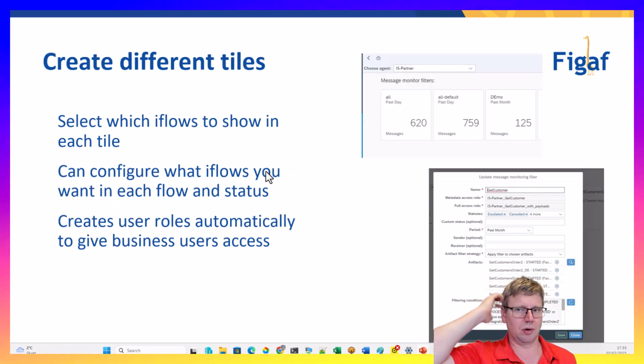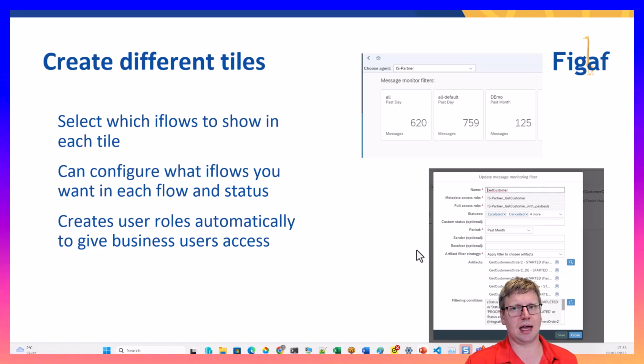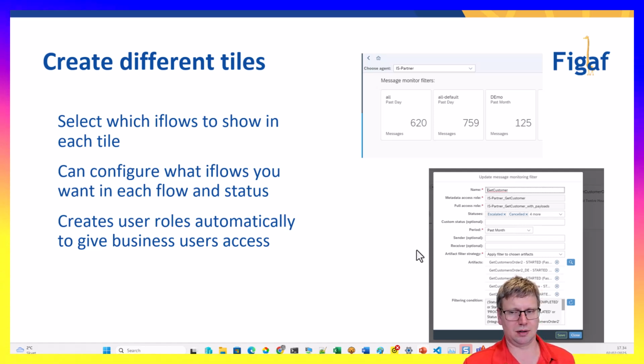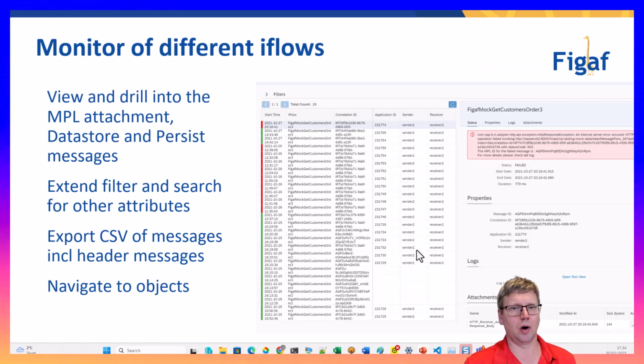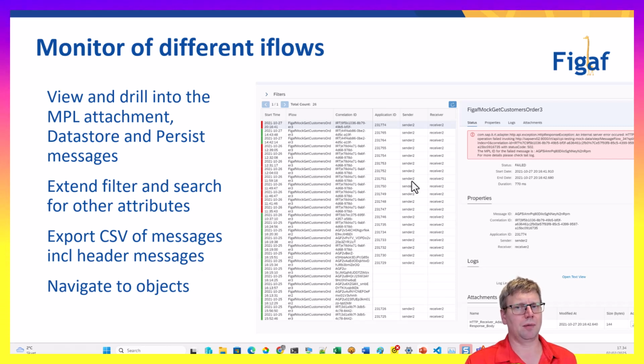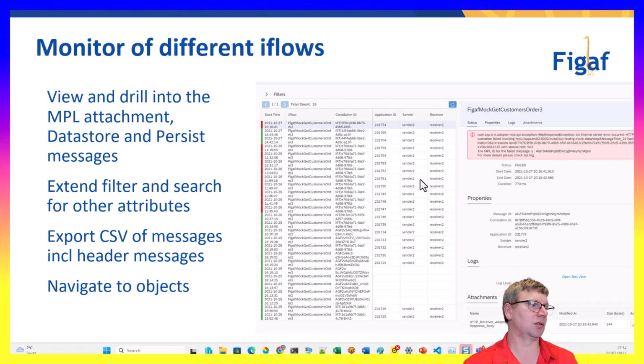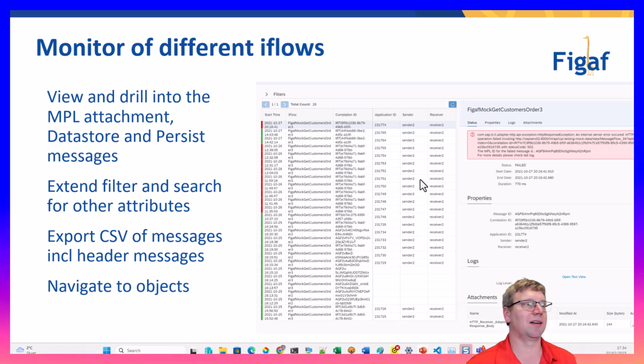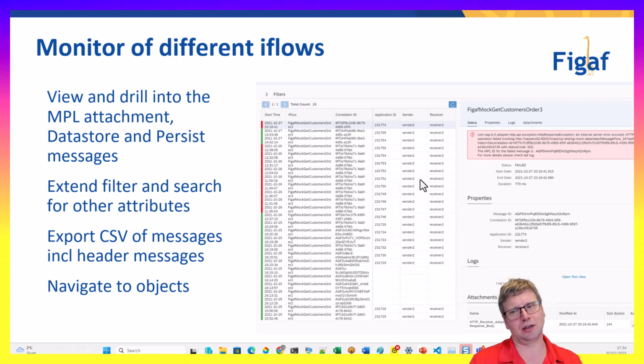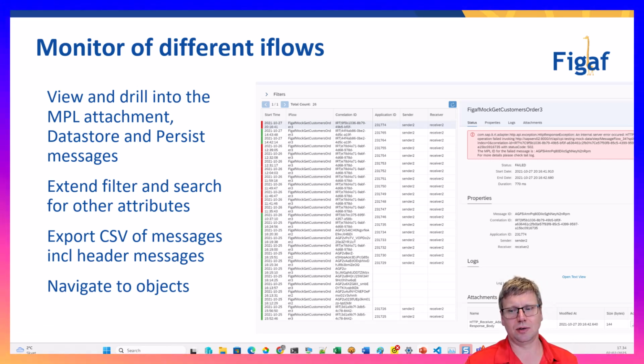And here you will go in and you can create specific tiles with a number of different iflows, criteria, edge or non-edge use cases, and all will be shown in one tile with all the details that you need. You can export it as CSV, where you can see all this data. So if you as a business owner want to do more validations on it, you can add it here. You can see the details. You can see all the MPL attachments, payloads that have been assigned to it.